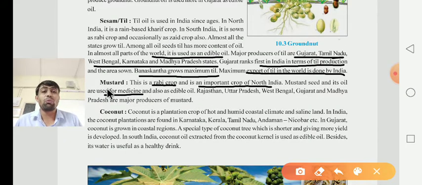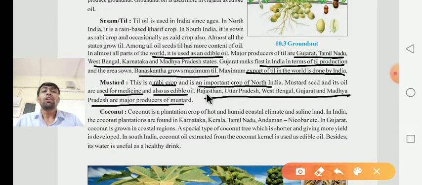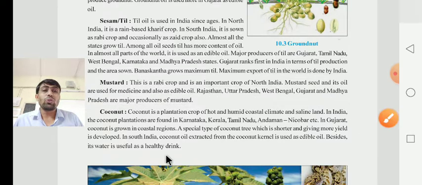Dear children, this is the most important thing. Mustard seeds and its oil are used for medicine and also as edible oil. Edible oil means khadya tel. Rajasthan, Uttar Pradesh, West Bengal, Gujarat and Madhya Pradesh are the major producers of mustard. These are the names of the states that are major producers of mustard.